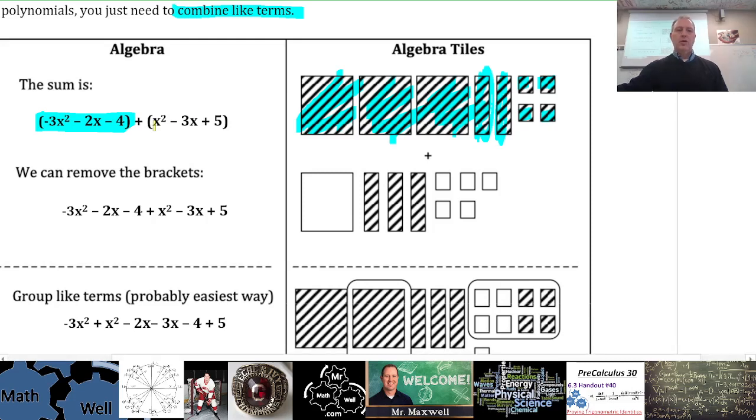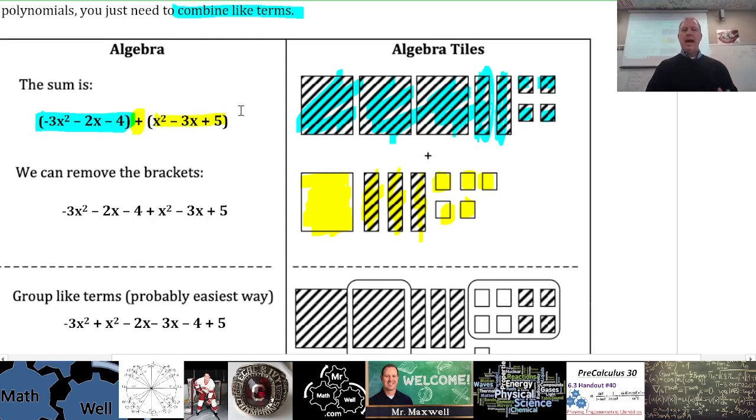Okay, so we are adding, and today is just all adding, so that's going to be good. We're adding an x squared, so that's this one right here. That's a positive x squared. A negative 3x, so 3 negative x's. And then plus 5 single one square tiles. Okay? So you can see how it matches up on both sides, hopefully.